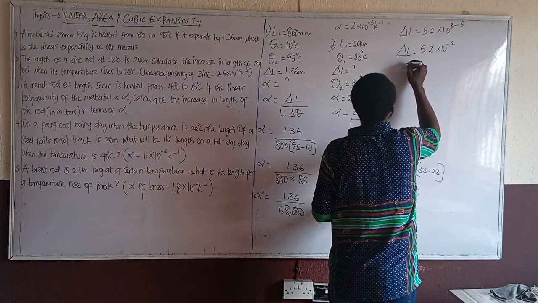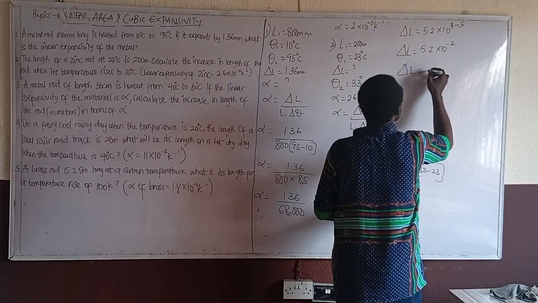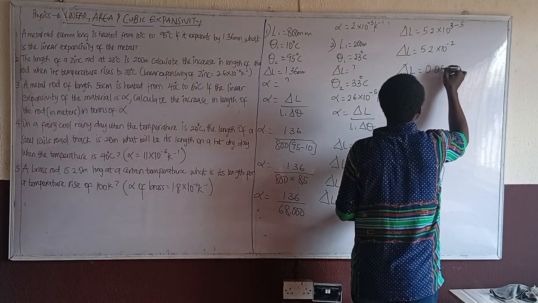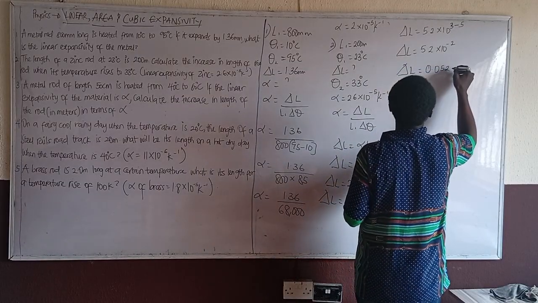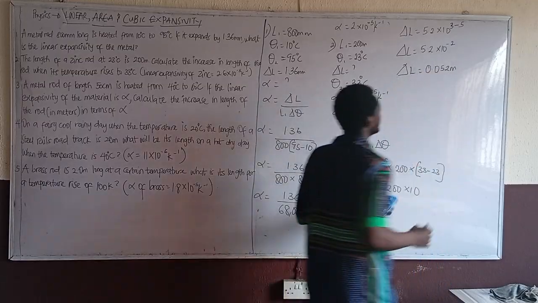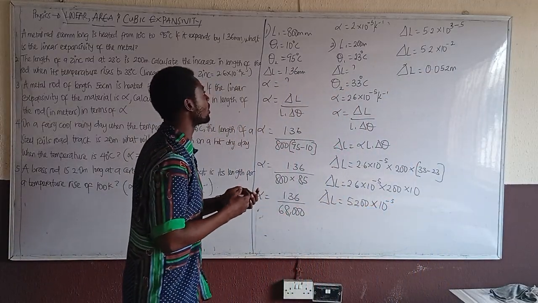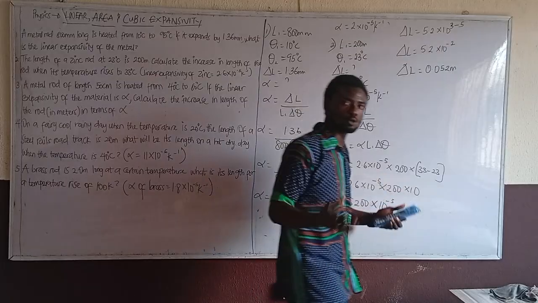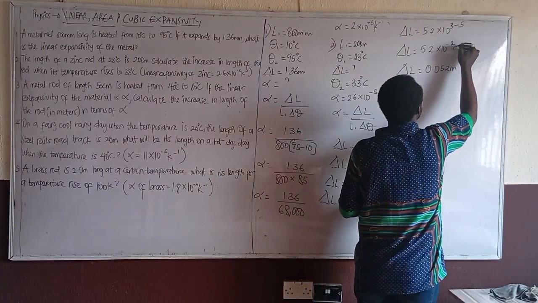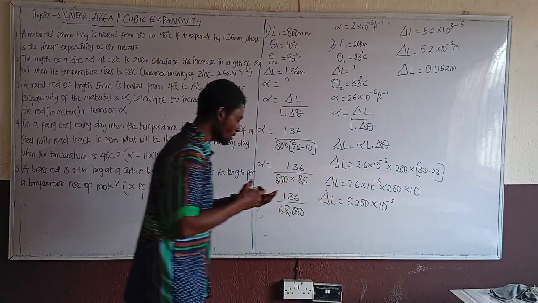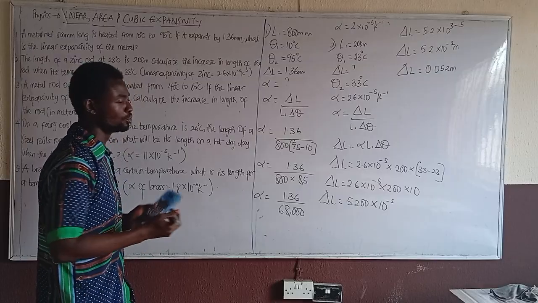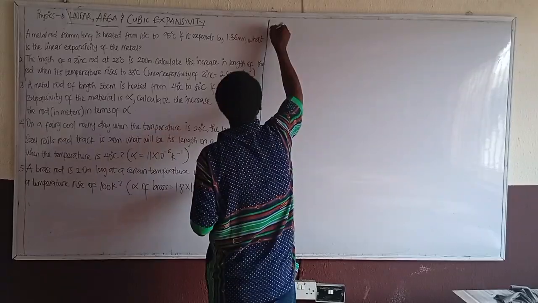So my change in length becomes 0.052 meter. That is the answer: 0.052 meter or 5.2 times 10 raised to power minus 2 meter. That is question 1 and question 2. So move to question 3.